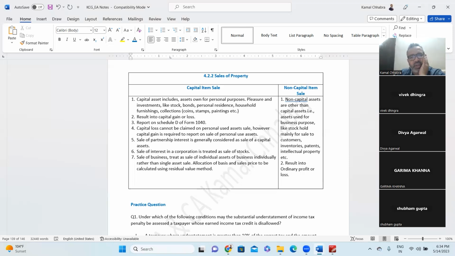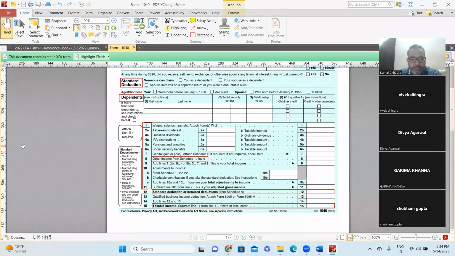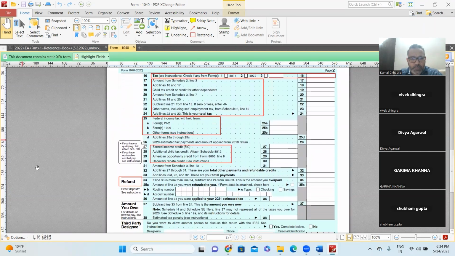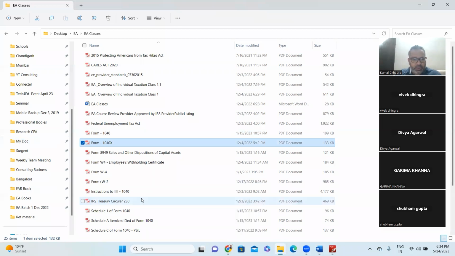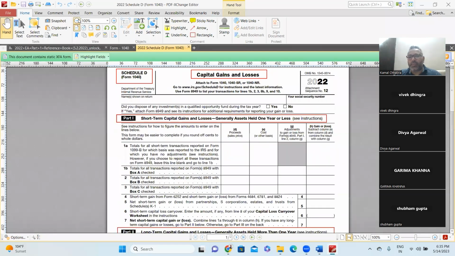When you sell a capital item, it may result in capital gain or capital loss that you need to report on Schedule D. Do you remember Schedule D, for submitting the detail of capital gain or loss? Do you remember this form? Yes, sir. I'm trying to open up this form again and again so that when you actually start working, you'll be familiarized with this form.